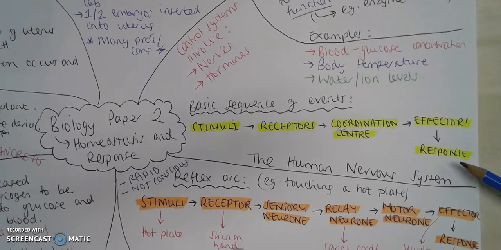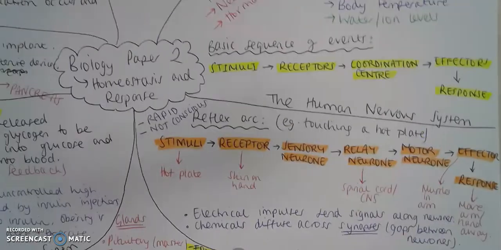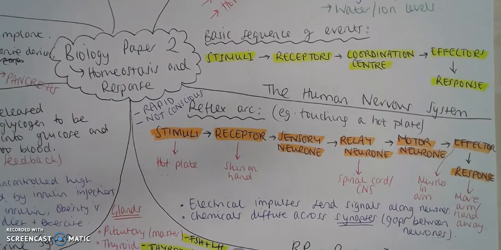So thinking about the human nervous system to begin with, there are 2 things to bear in mind. Our responses that the nervous system is in charge of are rapid. They're not conscious, so they typically happen before we've even realised what's going on. And we need to think about a basic reflex arc to be able to understand this. So for this example, we'll think about what happens when you touch a hot plate.